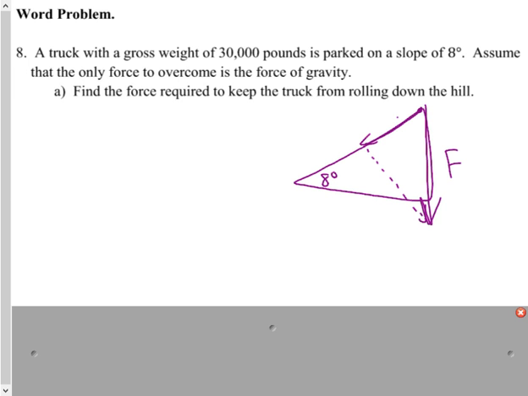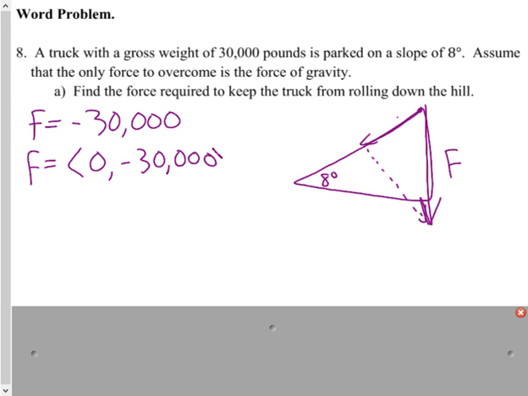Now, force is kind of like our u in this situation. A truck with a gross weight of 30,000 pounds. So that's a force of 30,000 pounds down, so we call that negative 30,000. If we wrote it as a vector, it would be 0, negative 30,000, because down would be a y value, a vertical value, right?